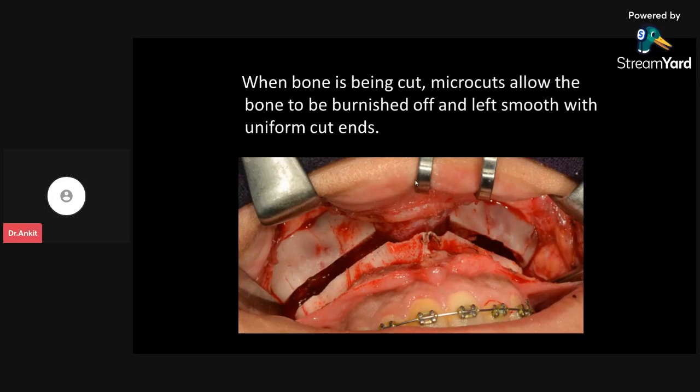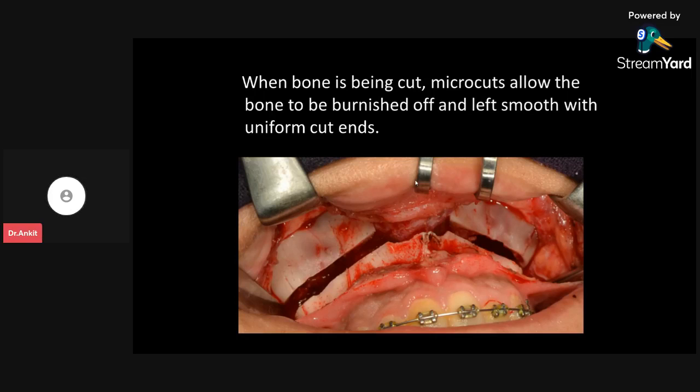This is the orthognathic surgery which we have done, and when bone is being cut, the micro cuts, which we have already discussed, allow the bone to be burnished off and left smooth with uniform cut ends. Now you can see here, we have cut the maxilla into two halves, the upper half and the lower half. Despite the maxilla being supplied by various arteries, be it the ascending palatine, the greater palatine, or the nasopalatine in the frontal area, there is no blood zone seen here, which is of paramount importance when you perform complex surgeries like this, which can extend from 2 hours to 6 hours.